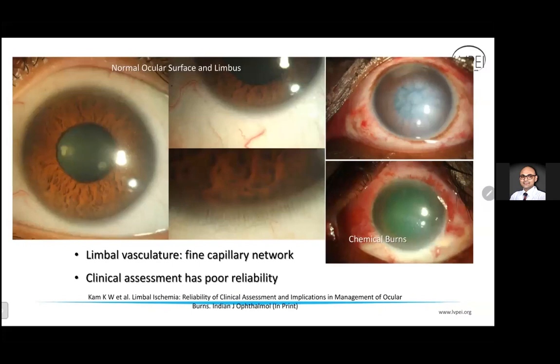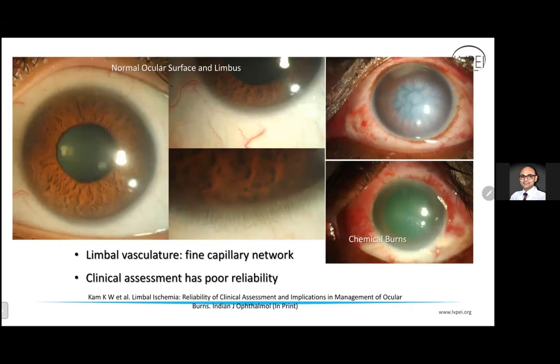We did a very interesting study in one of our workshops 3 or 4 years ago, where we had a whole range of people, starting from optometrists to ophthalmology residents to ophthalmology fellows, cornea specialists, and ocular surface specialists, and we showed them the same set of photographs with burns, and we said, does this eye have limbal ischemia? Yes or no? And if it has, how many clock hours of ischemia are there? And where is the ischemia? Which clock hour to which clock hour?